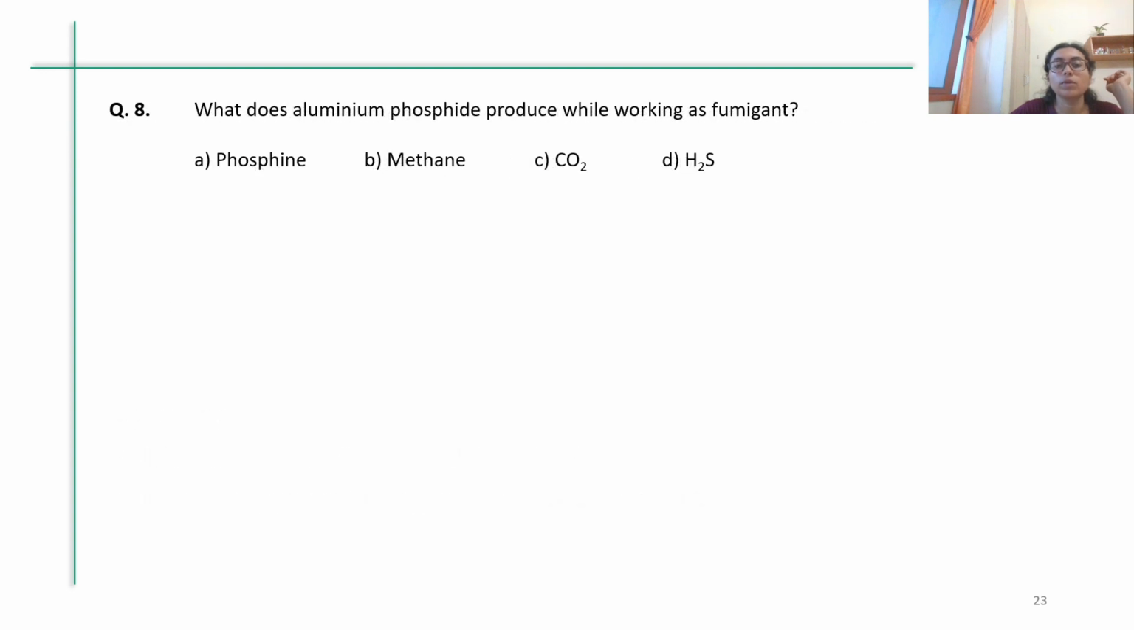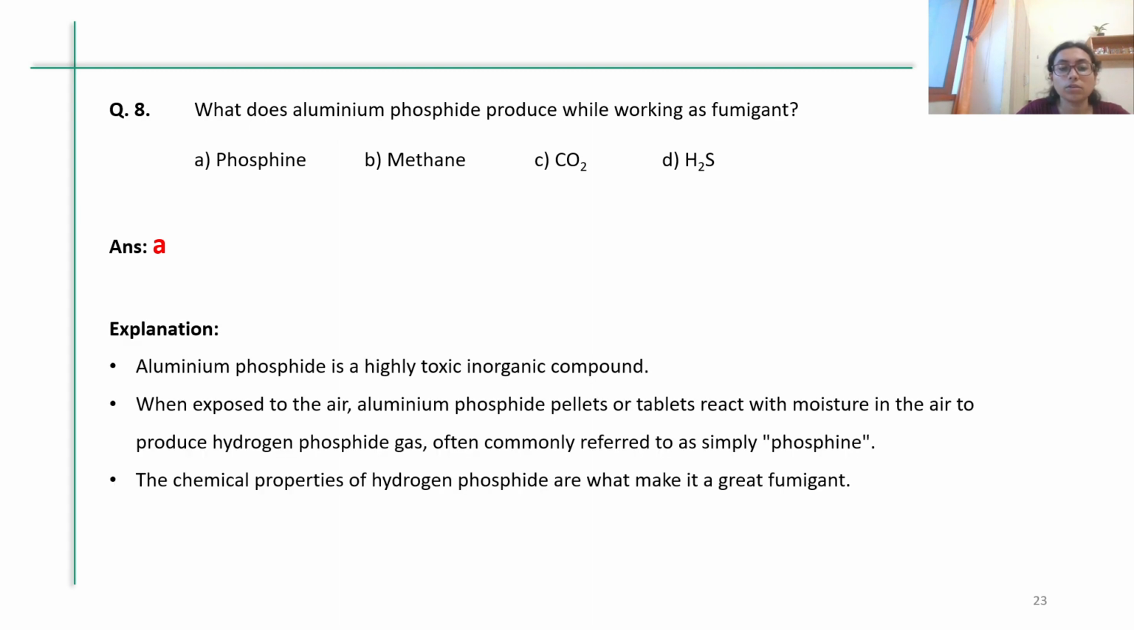Then the next question is, what does aluminium phosphide produce while working as fumigant? Fumigant means which will act as a disinfectant by producing some fumes, right? So what fume does it produce? The correct answer is phosphine, because aluminium phosphide, as we all know, is denoted by ALP. It is a very highly toxic inorganic compound. When it is exposed to air, it will react with the moisture present in the air, and it is available in pellet form or tablet form. It will react with the moisture present in air to produce hydrogen phosphide, or commonly known as phosphine gas.